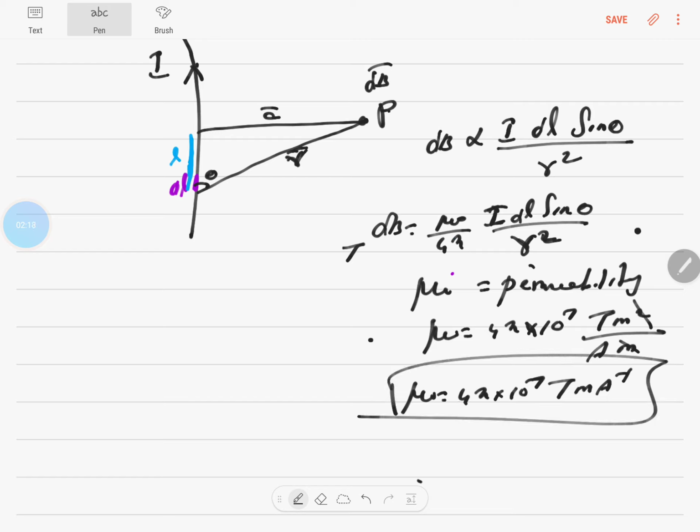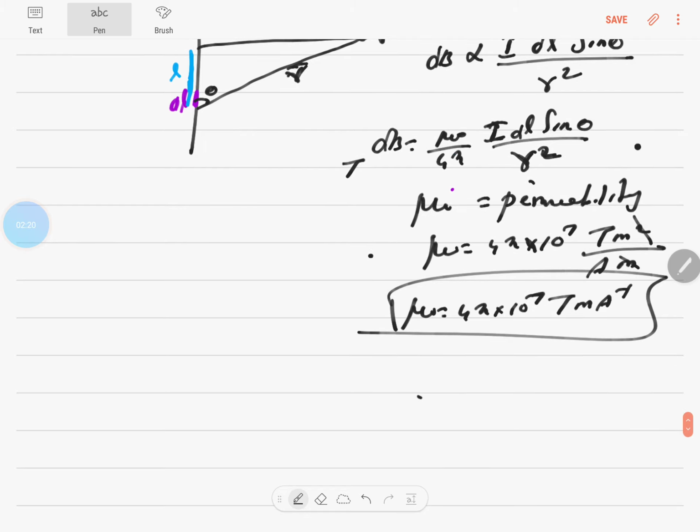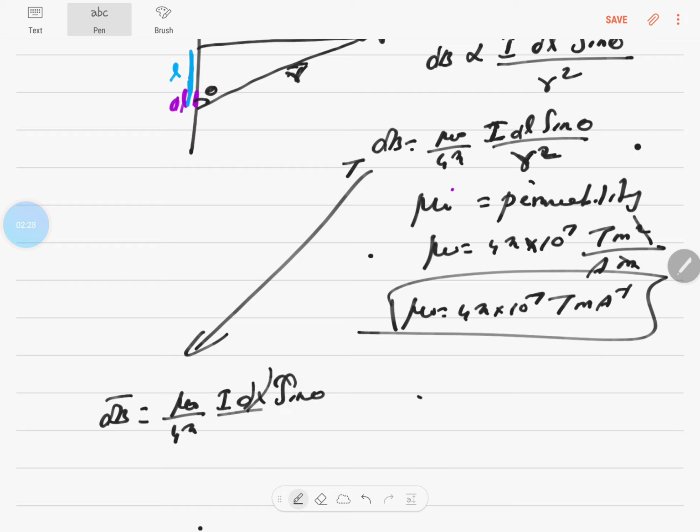So that completes this. But supposing I want to write this in vector form, dB, they'll ask you in vector form. Mu naught by 4 pi I dl sin theta by r square is not a vector, because r is a position vector which is squared. A vector when squared becomes a scalar. So how do I represent it as a vector? Is to multiply and divide by r vector.